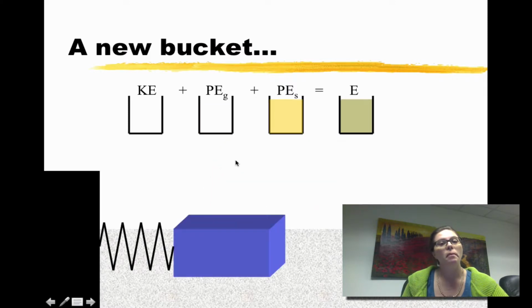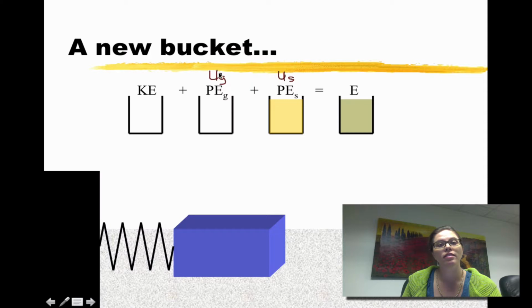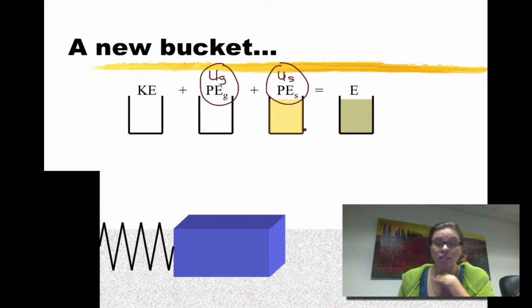The last bucket that we will see right here is our potential energy due to springs, and you could use US for that. UG you could use for potential energy for gravity. US you could use for potential energy for springs. So remember, energy is just the ability to do damage. So you think of this as if this is a very strong spring and we're pushing the box back, it has the potential to shoot the box out and do some damage.